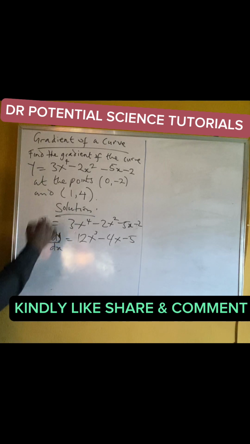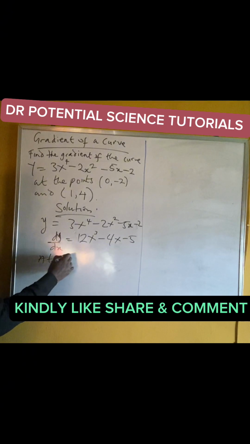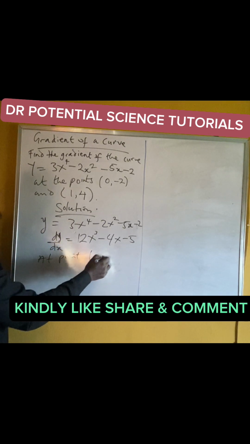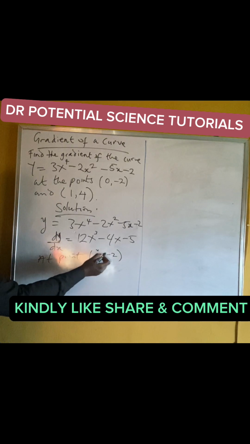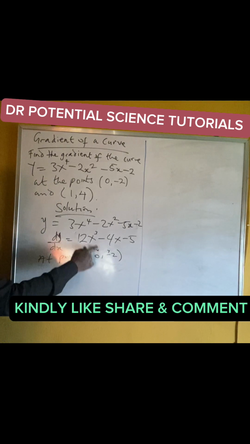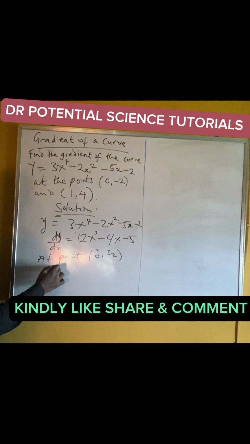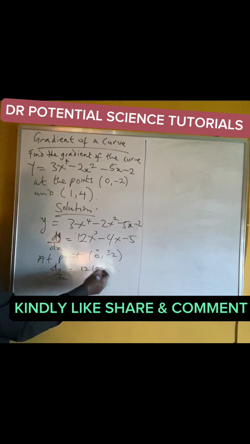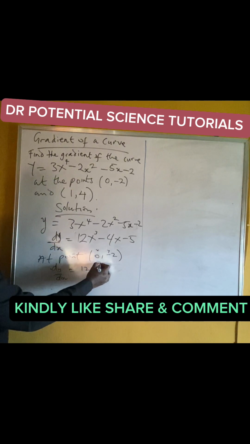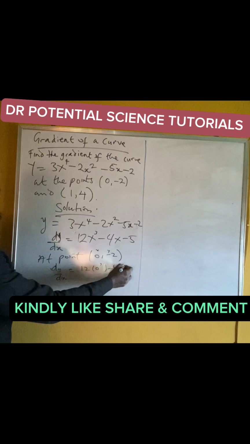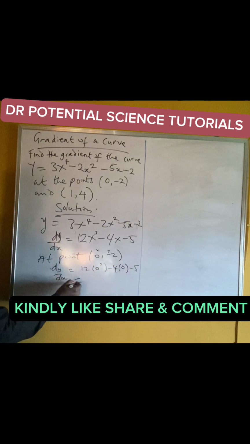So the first point, you're going to say at point 0, minus 2. No, this is x, this is y. So anywhere you see x, you put what? 0. So at point 0, minus 2, our dy/dx is going to give us what? 12 into 0 to the power 3 minus 4 times 0 minus 5. Final answer, minus 5.